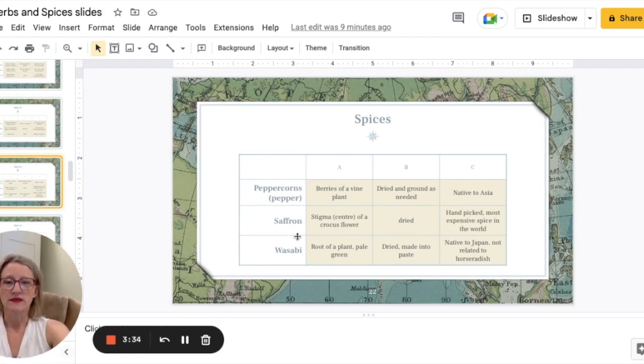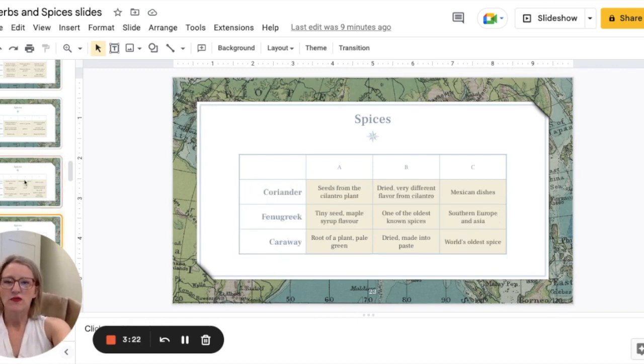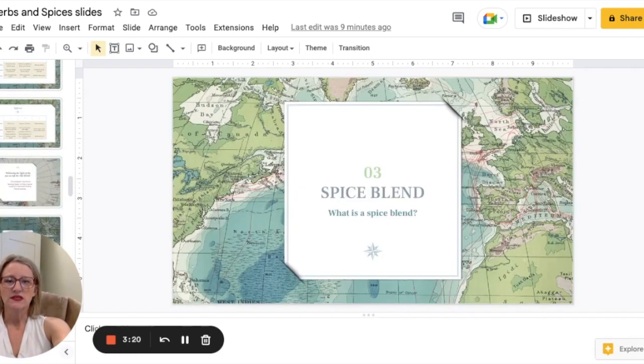So like saffron, the stigma, the center of the crocus flower, how it's prepared, it's dried, and then some interesting information. It's hand picked, and it's the most expensive spice in the world. So then we keep going through the charts here.